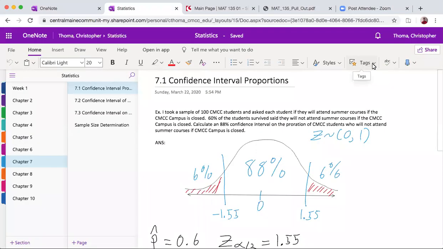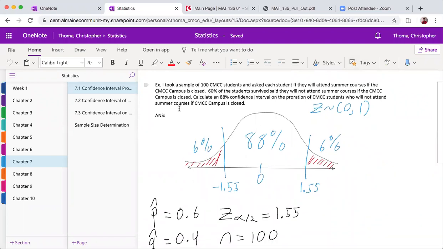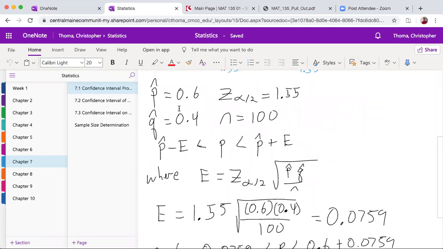All right, so in OneNote, I'm slowly adding things to OneNote. So unfortunately, that means you have to go back and get information again. So I have 4 new pages under Chapter 7. I have 7.1 confidence interval proportions. So it has the problem we did last class with all of the work shown, right? That goes with the video.